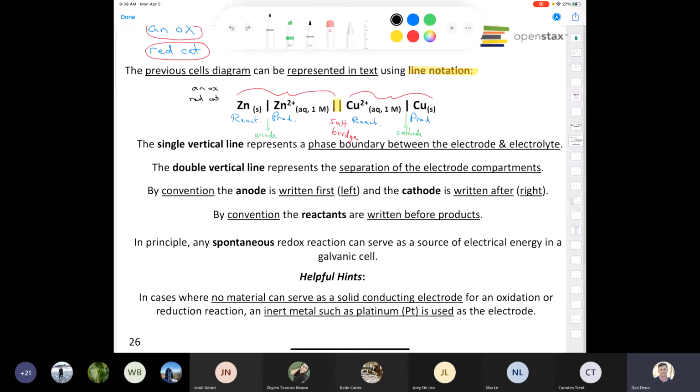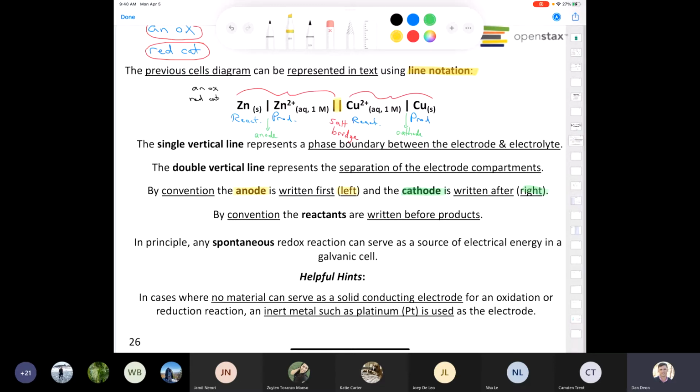Again, the double vertical line represents the separation between the electrode compartments. Another way of stating that would be to say it represents the salt bridge. By convention, we always put the anode on the left. So this is something you can just memorize along the way. Anode is going to be on the left, and the cathode is always written on the right. And we always put the reactants before products. I'm not going to highlight that because my students are usually solid on, yeah, I should put reactants before I put products.